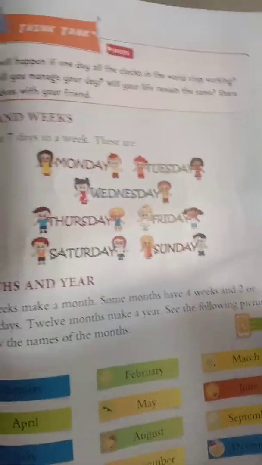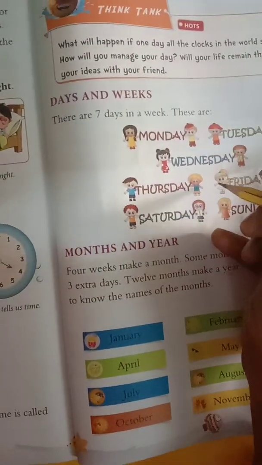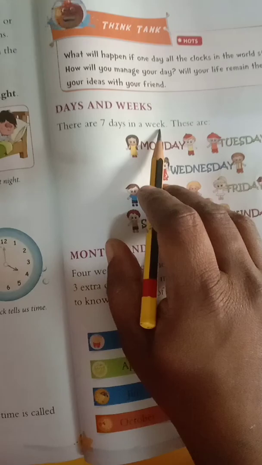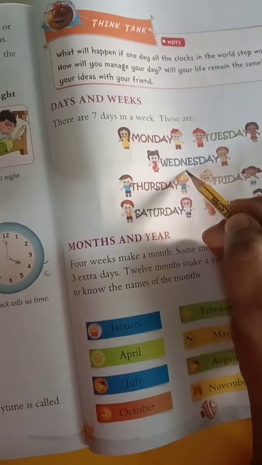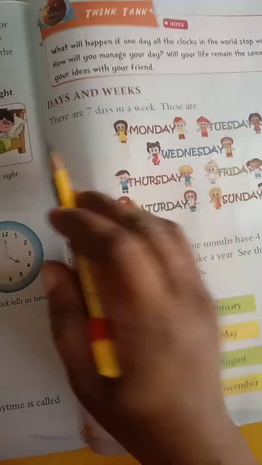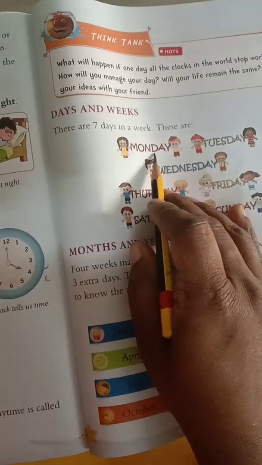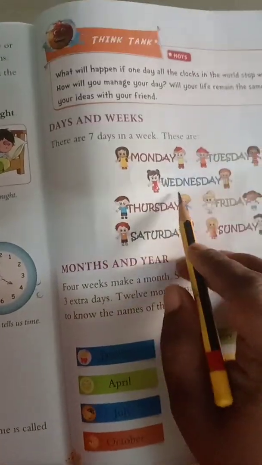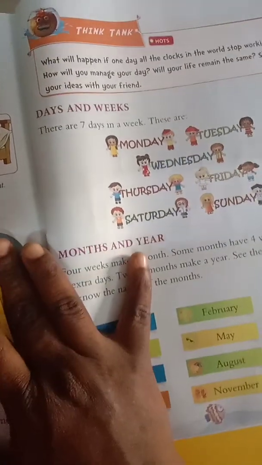Let us go to the next page, 119. Days and weeks. You all are aware about days and weeks. See, there are 7 days in a week. What are they? Monday, Tuesday, Wednesday, Thursday, Friday, Saturday and Sunday.